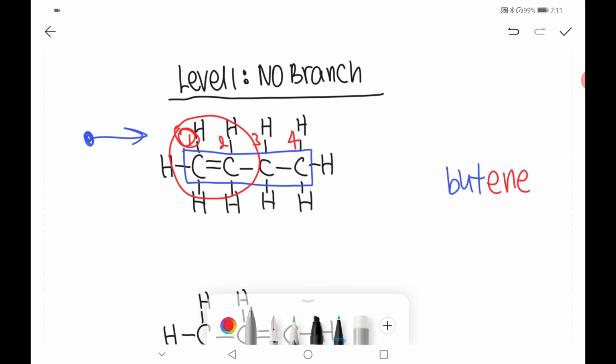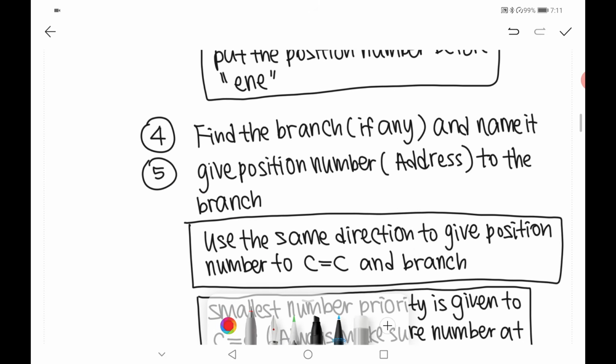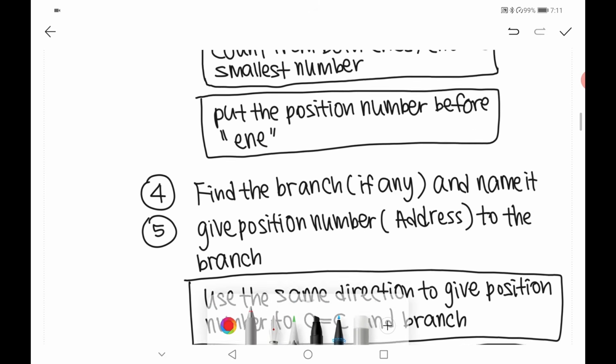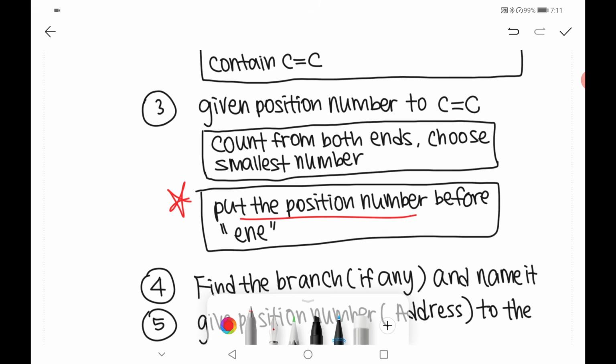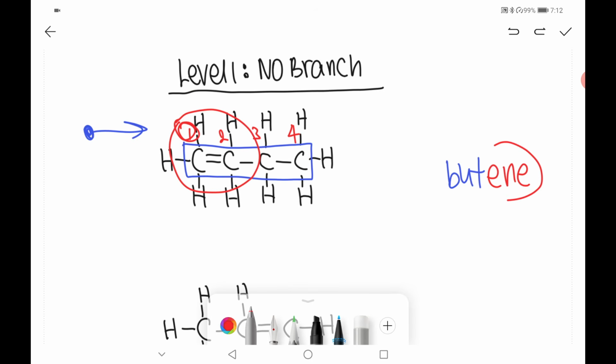So where can you put the number? Look back to the strategy. You always put the number before the in. So you need to look at the name here. This is the in. Before the in, you need to put a number. So you need to open a gap. In this gap here, you need to put a number.